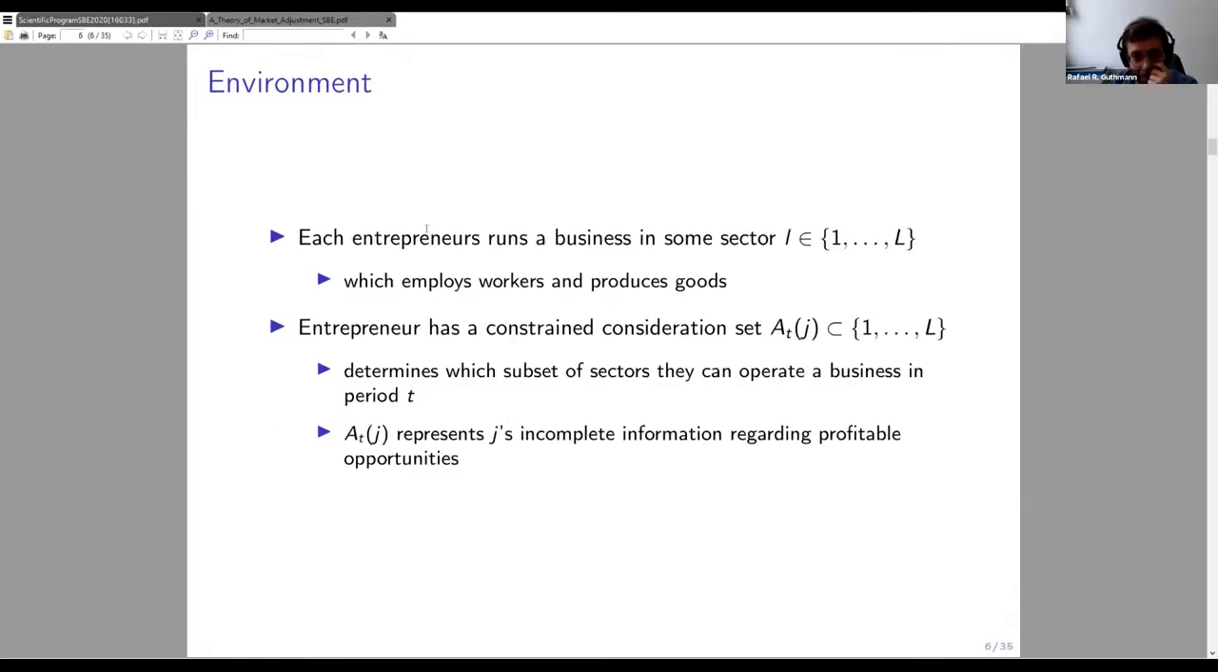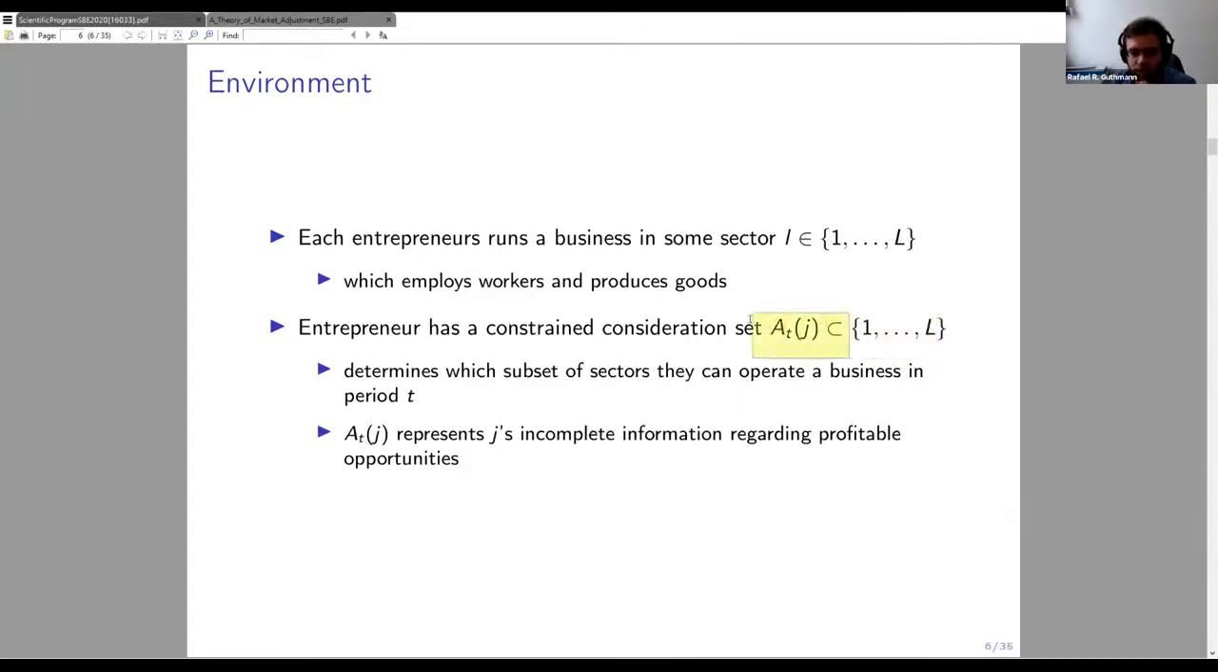Each entrepreneur runs a business in some sector L. This business employs workers and produces goods, so you can think of this as a firm. The idea is that these firms can change sectors over time, and there will be frictions in which these firms operate that I will go into detail soon. The first friction is that the entrepreneur has a constrained consideration set. The entrepreneur can only set up a business in a subset of the sectors in the economy.